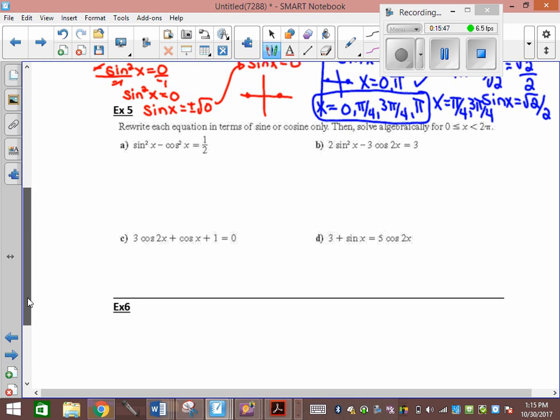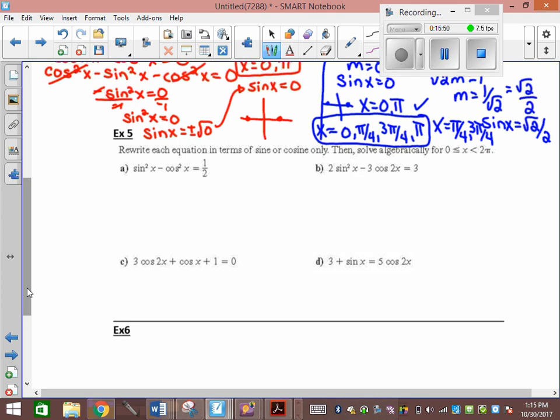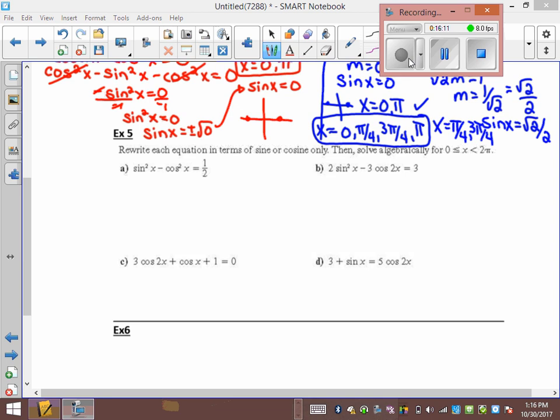Okay, example 5 is our last example we're going to go through. I might end up having to write C and D lower. So we have sine squared x minus cos squared x equals a half. Our choice is to swap it out with whatever we want. So think about what you might want to swap out. We could take a negative 1 out of this side, and we'd be left with negative sine squared x plus cos squared x equals a half. That is a formula on your formula sheet, cos squared x minus sine squared x.